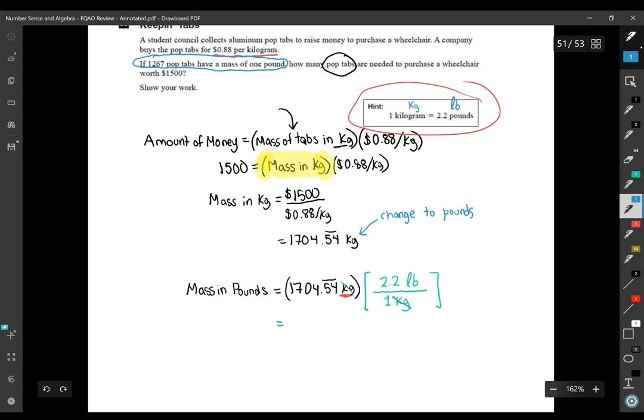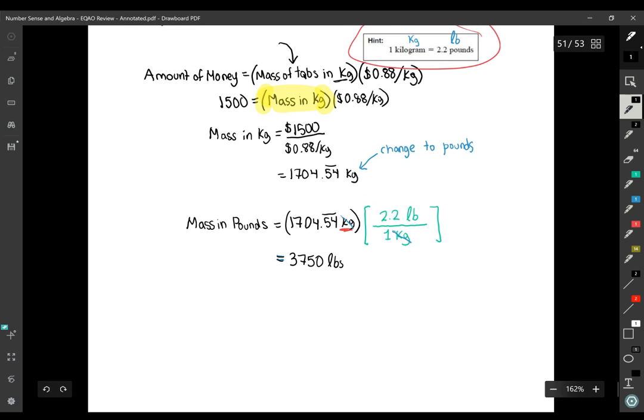All right, so when we do that calculation, 1704 times 2.2, we are going to get 3,750 pounds of tabs. Okay, so the mass in pounds is equal to 3,750. Now we need to know how many pop tabs. So how many tabs in total? How many pop tabs?